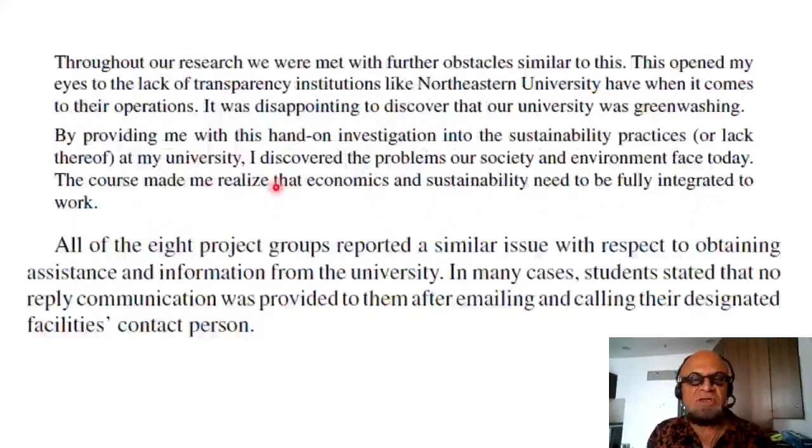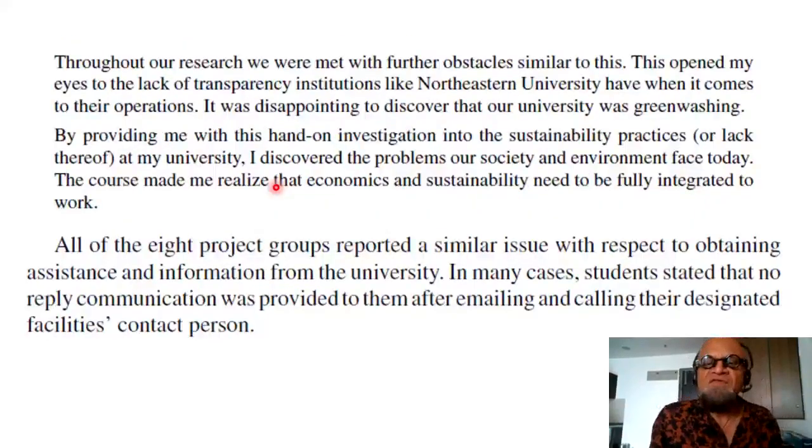Okay, throughout our research we were met with further obstacles similar to this. So there is an obstacle that the students' projects found. This opened my eyes to the lack of transparency institutions like Northeastern University have when it comes to their operations. So students were told to carry out certain experiments with the learnings they were getting in class, and quickly they found that transparency was an issue, which is a real issue in the real world. It was disappointing to discover that our university was greenwashing. There you go, serious finding by students with their own experiments.